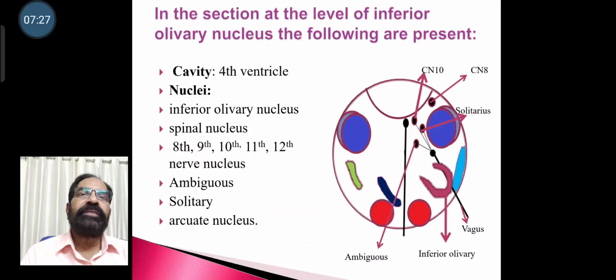So in the section at the level of inferior olivary nucleus, the cavity here is the fourth ventricle. The nuclei are, that is, inferior olivary nucleus. Then the spinal nucleus still continues. Then the new nuclei which are added are the 8th and 9th. 11th and 12th were present earlier. And the nucleus which is added here is nucleus ambiguus, and the solitary nucleus and arcuate nuclei. So these are the different nuclei present at this level.